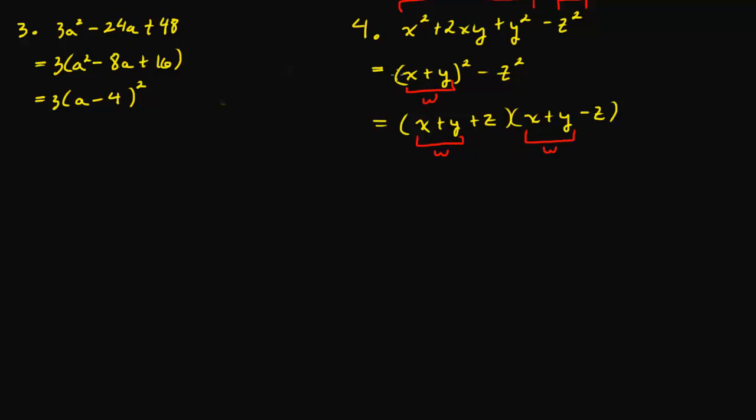So that's a nifty little trick for factoring when you have a difference between a trinomial that's a perfect square and another perfect square. So that concludes this lesson, and we'll see you in the next video.